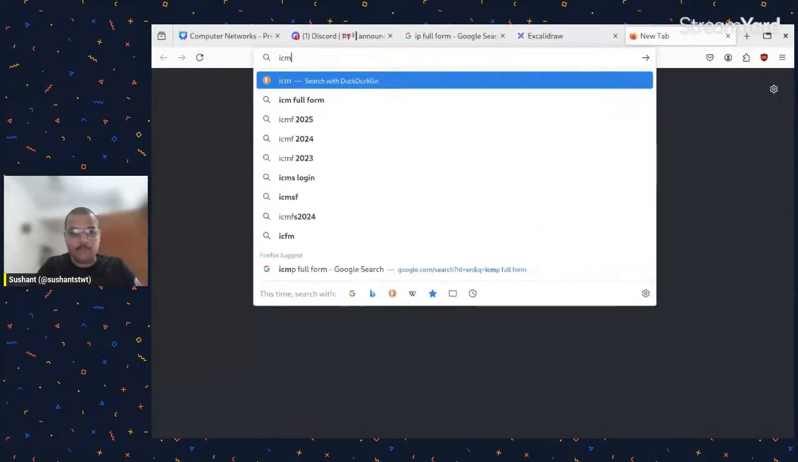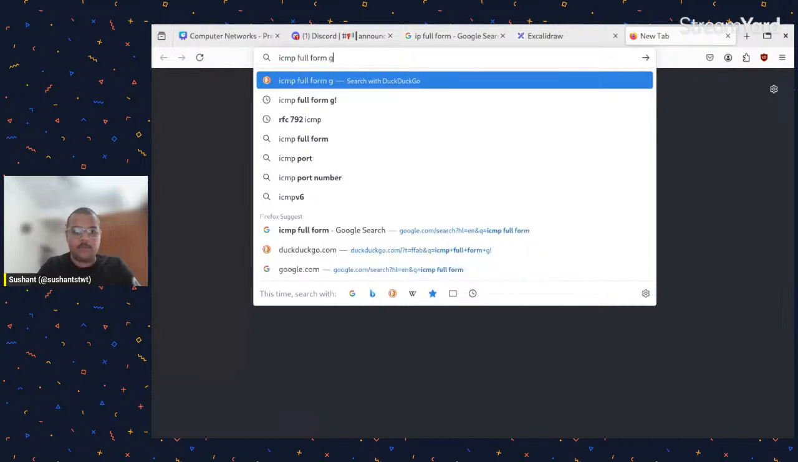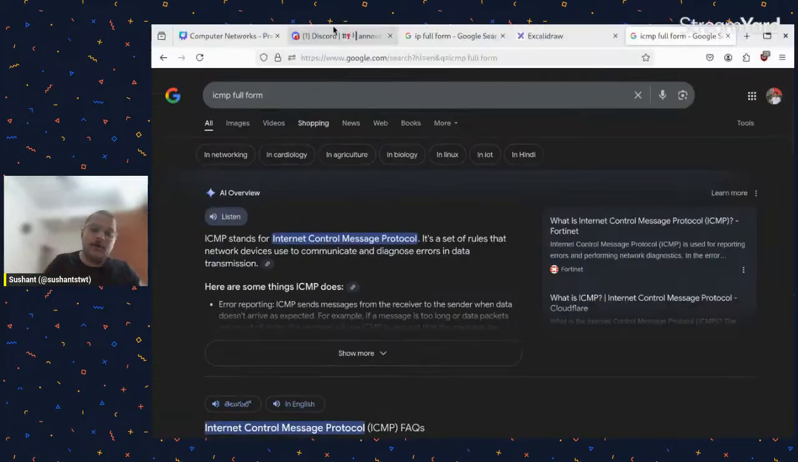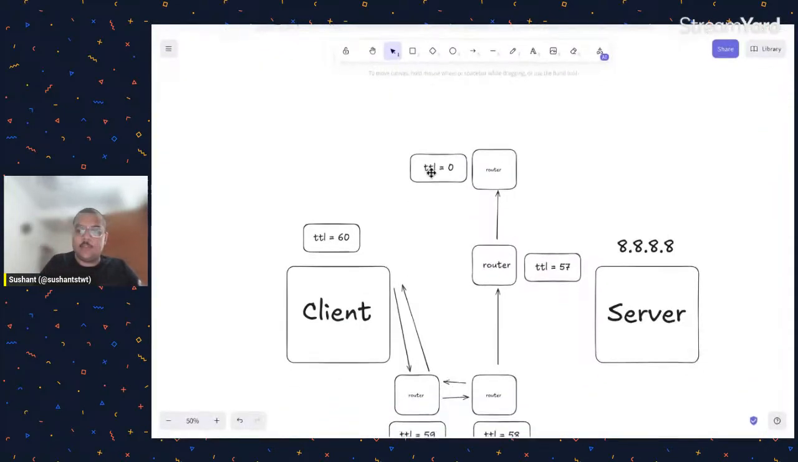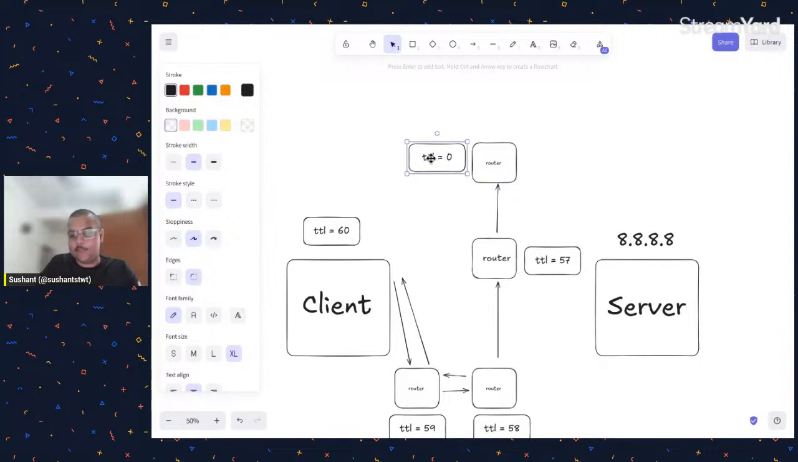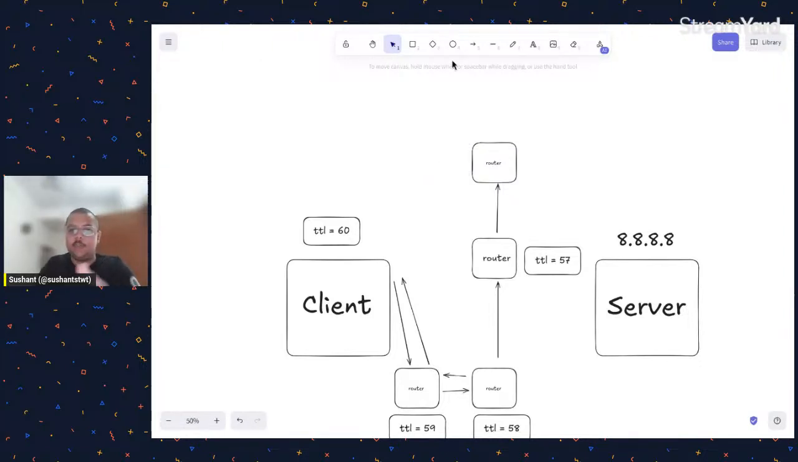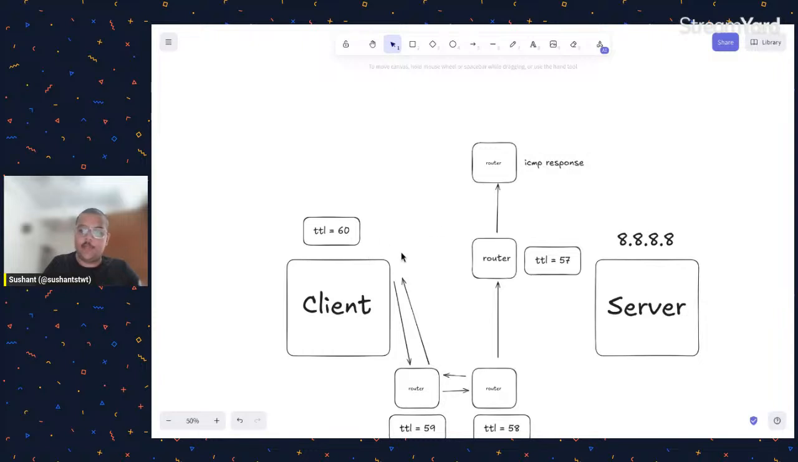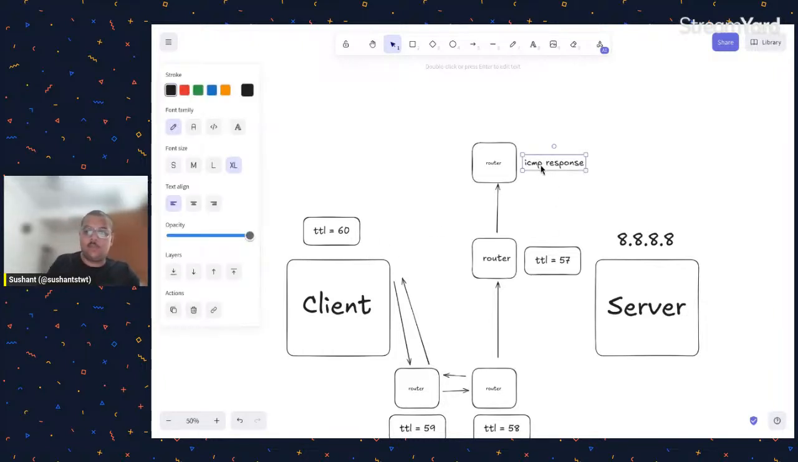Now the ICMP full form. I don't remember full forms because that's useless. ICMP basically means Internet Control Message Protocol. So what this is doing is, okay, your packet is supposed to die now. I can't do anything about it. So what I'll do is send back an ICMP response. This response says, oh, hey client, we got your packet, but it was not able to reach the destination.